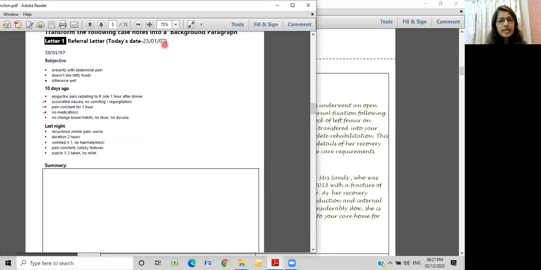So you have four things here. When you're writing the letter on 23rd, this is the detail of their visit on 20. And then on 20 also they reported two separate episodes, one that happened on the previous night and one that happened 10 days ago. Okay, go ahead. You may take some time, but make sure that you are accurately summarizing these details.